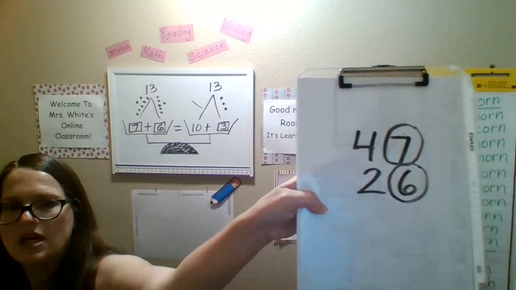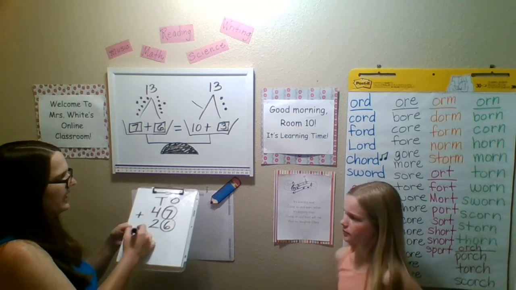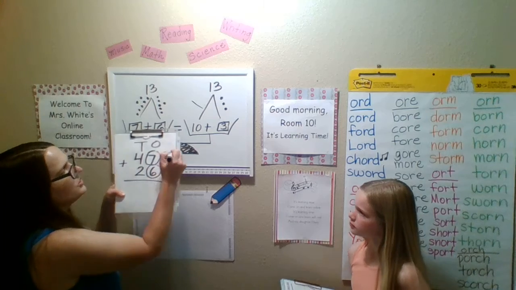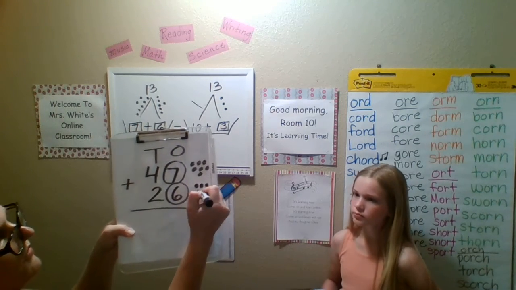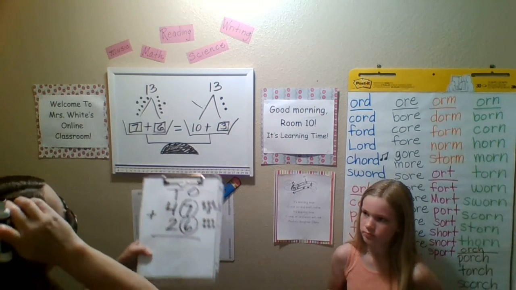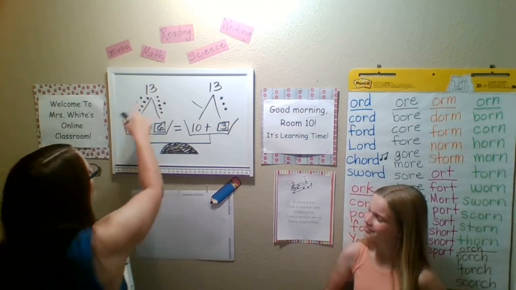So 47 plus 26. T for 10 place, O for 1's place. I'm going to add that together. So look, 7 plus 6. Let's do our 7. 1, 2, 3, 4, 5, 6, 7. 1, 2, 3, 4, 5, 6. Okay? And let's see. 7 plus 6. 7, what is it? 13. 7 plus 6 is 13.